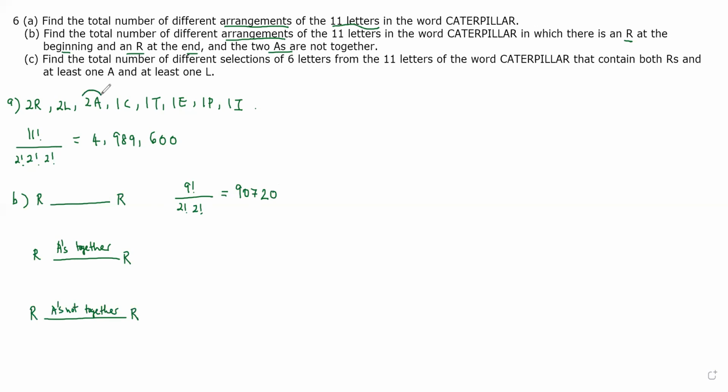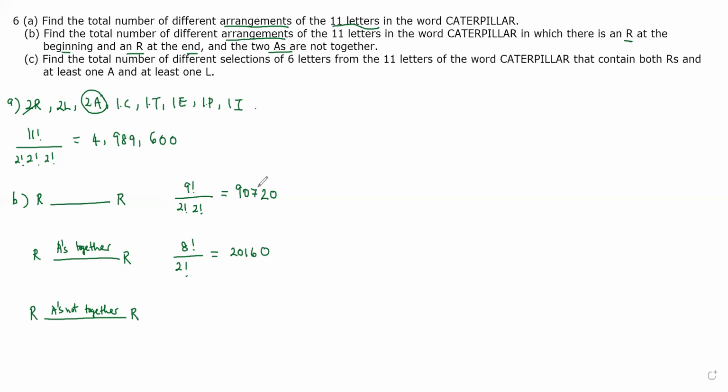Now for this case, the A's must be together. So if the A's are together, we hold this as an object. So the R's are gone. That means we have 2, 3, 4, 5, 6, 7, 8. There are 8 letters to permute. And then we need to divide by 2 factorial because the L's are repeated, but this is considered one object. Then we have 20,160.